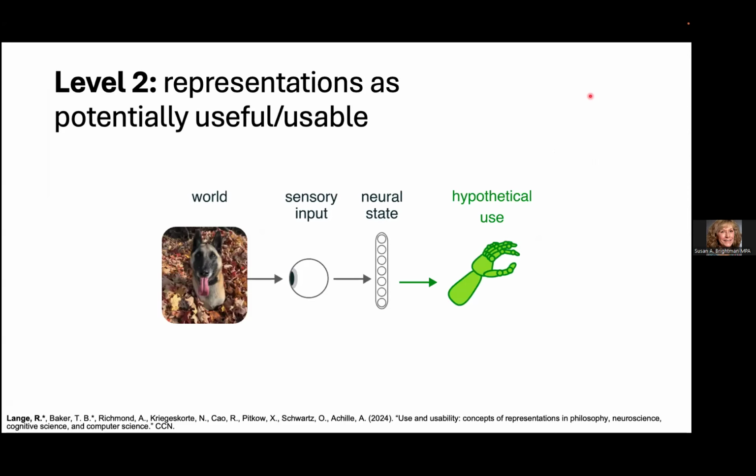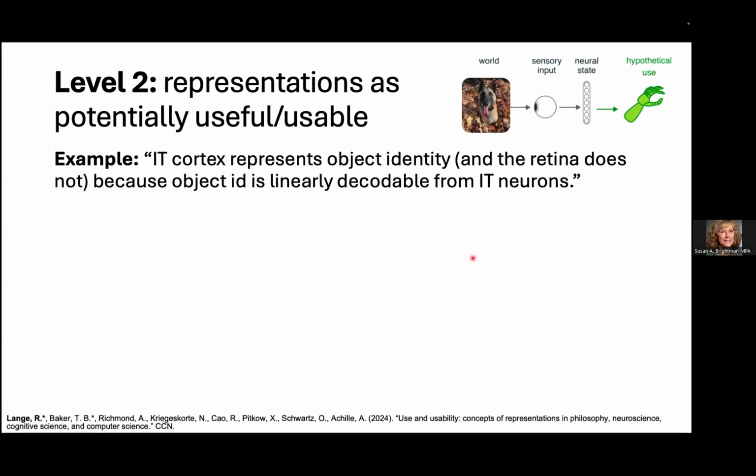Level 2, I would say, is a little bit more common among neuroscientists. The idea of level 2 is that we add this hypothetical use downstream of our neural state. In other words, we might say something like IT cortex, inferotemporal cortex in the brain, represents object identity. It says that there's a dog there, and the retina doesn't, because if we look at that part of the brain, we can linearly decode object information from it, whereas we can't do that from earlier parts. So this idea of being able to decode this information is the concept of having some hypothetical downstream system looking at it and using it.